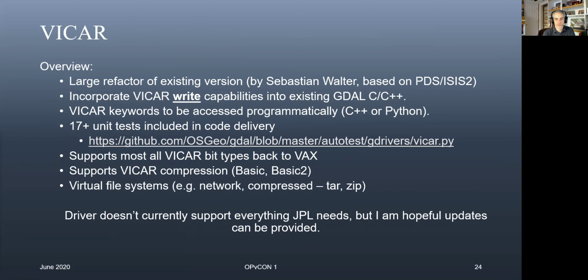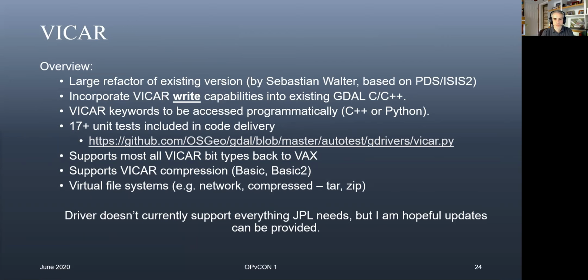One of the goals was to support all the VICAR bit types back to VAX, funky style, and it actually supports that. VICAR does support compression called basic and basic 2. I have no idea what they are. I assume they're run length encoded or some type of gzip. But it does support compressing into those or uncompressing out of those.